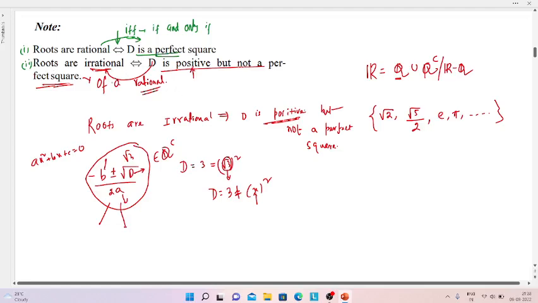So you can understand what these two notes are, it is very important, because if d is a perfect square, the roots will be rational. If roots are rational, then d will be a perfect square. If roots are irrational, d is positive but not a perfect square. If d is positive but not a perfect square, that implies roots are irrational, right?